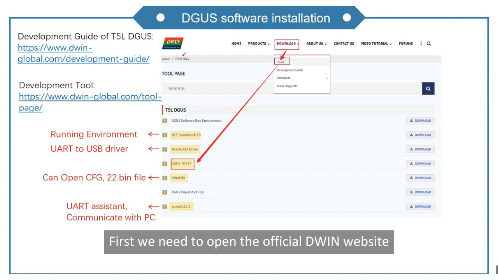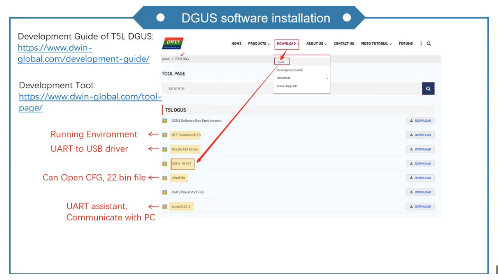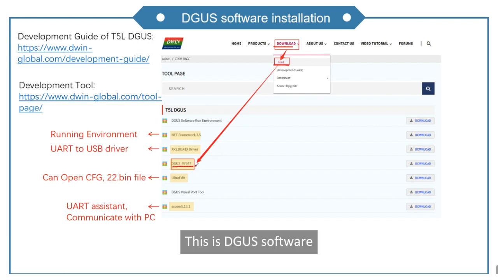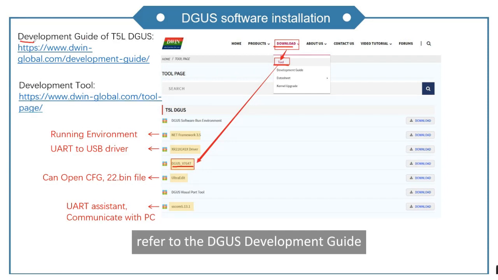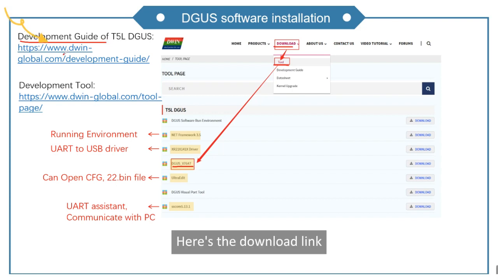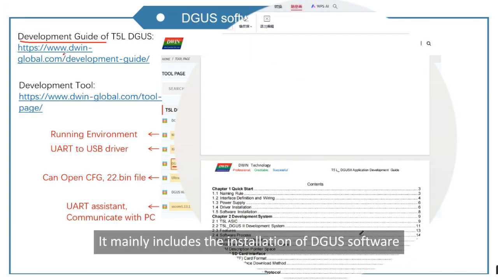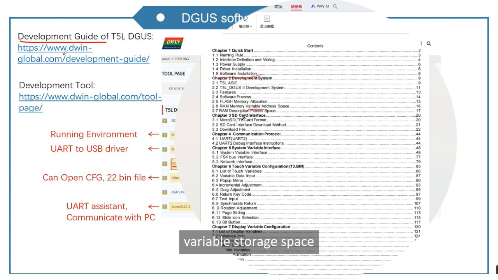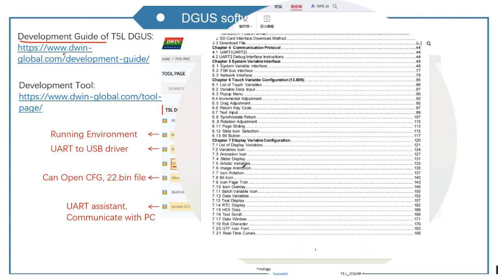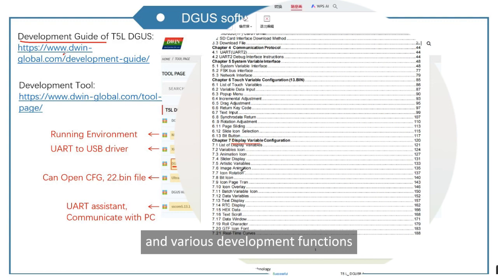First, we need to open the official DWIN website. Click Download. Select Tool. This is DWIN software. For more information about the development functions of DWIN, refer to the DWIN Development Guide. Here's the download link. It mainly includes the installation of DWIN software, variable storage space, and various development functions.